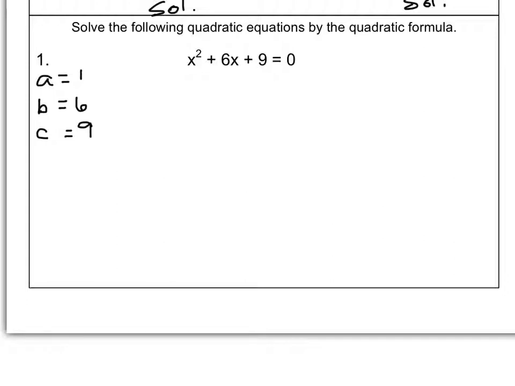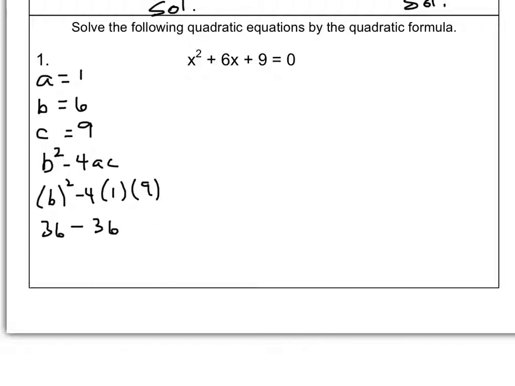The first step that we want to do is use it to find the discriminant. So B squared minus 4AC. B is 6, so I've got 6 squared minus 4 times 1 times 9. 6 squared is 36, minus 9 times 4 times 1 is 36. So the discriminant is going to be 0.